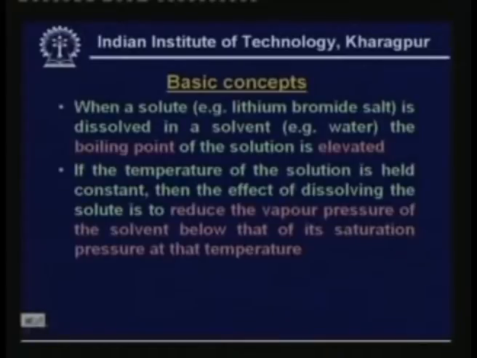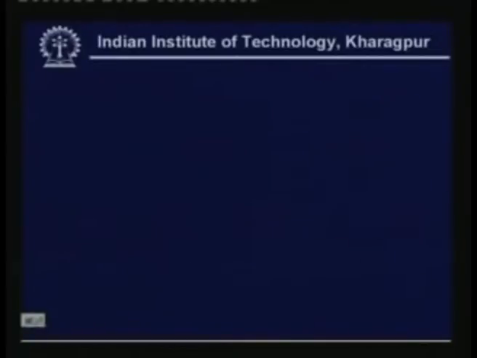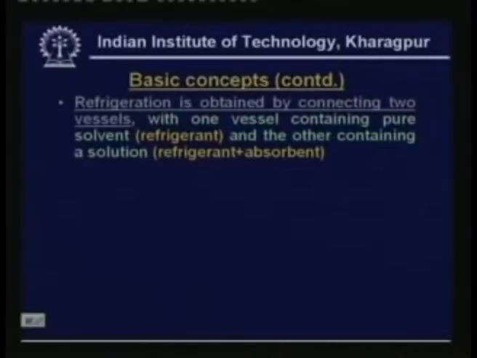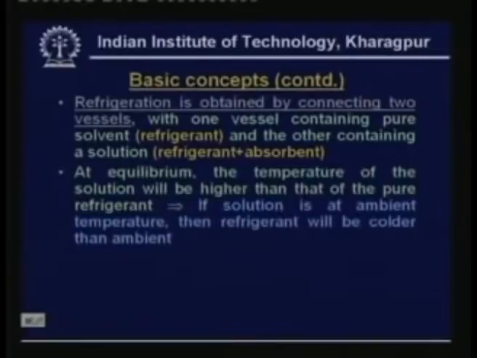So, now let us look at the most basic absorption system. In a basic absorption system, refrigeration is obtained by connecting two vessels with one vessel containing pure solvent, which we call the refrigerant, and the other containing a solution which is a mixture of refrigerant plus absorbent. At equilibrium, the temperature of the solution will be higher than that of the pure refrigerant. When the pressures are the same, the temperature of the solution will be higher than that of the pure solvent.